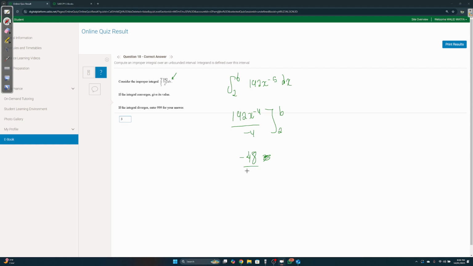Negative 48 over x to the power 4. Why over x to the power 4? Because the power is negative, so it goes down. In between 2 and b. You start, you say limit b approaches infinity, and then you draw an arrow and solve. Minus 48 over infinity. Then substitute 2. Minus, open bracket, minus 48 over 2 to the power of 4. And you should get 3, but let's see. Yeah, you should get 3. Because minus 48 over infinity, any number over infinity is 0. Minus, over here you get negative 3. So you get equals 3.